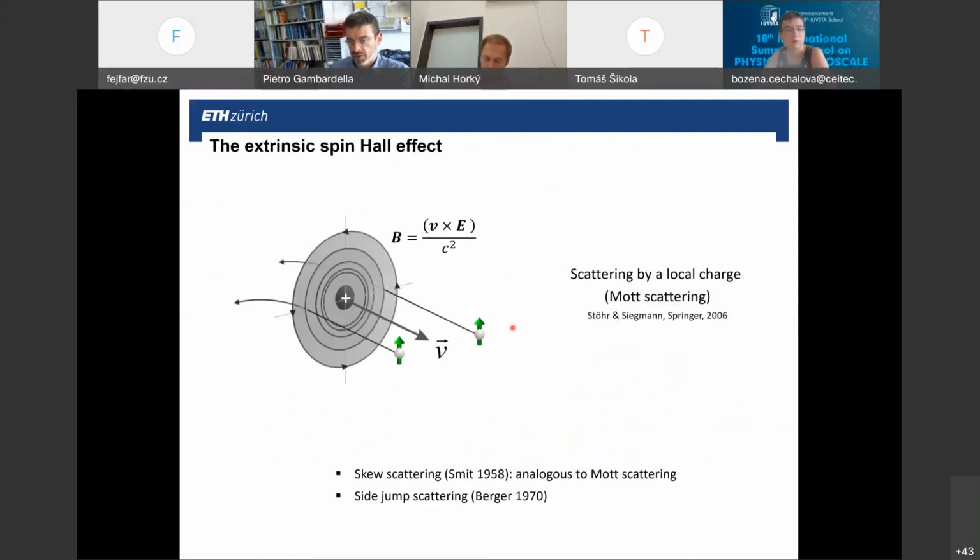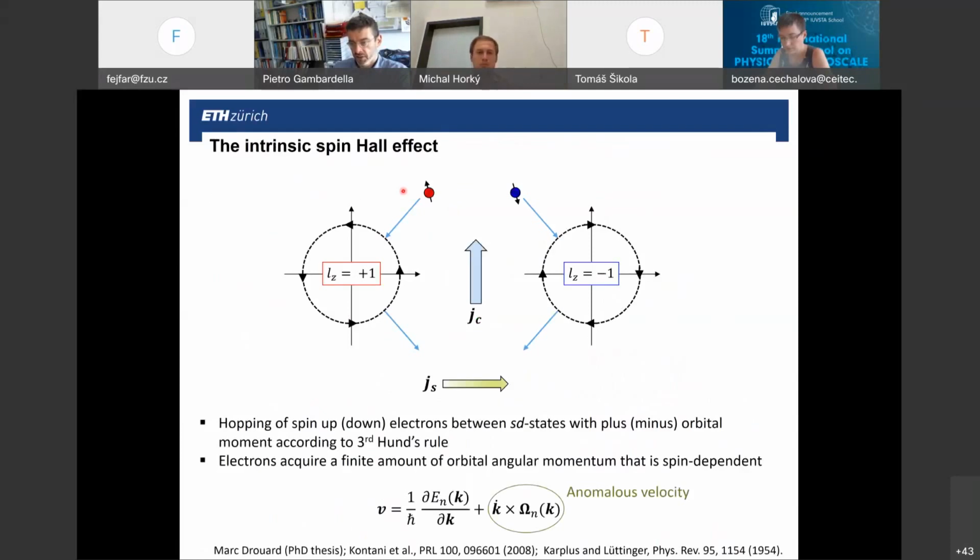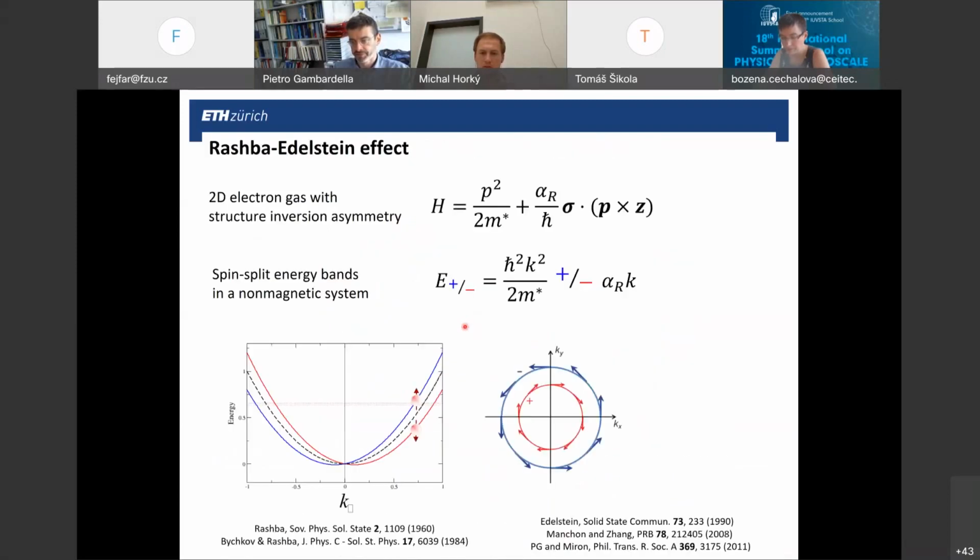Okay, this can be seen either as a sort of Mott scattering effect, and it's called the extrinsic spin Hall effect, or as an intrinsic band structure effect that is related to spin-orbit coupling and to the fact that electrons that hop between different orbital states as they move from an atomic site to another will acquire a given quantity of orbital momentum that depends on the orientation of their spin, and that deflects them in different ways. So they acquire a so-called anomalous velocity. So that's for the spin Hall effect.